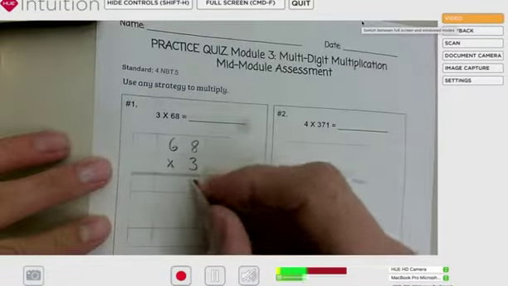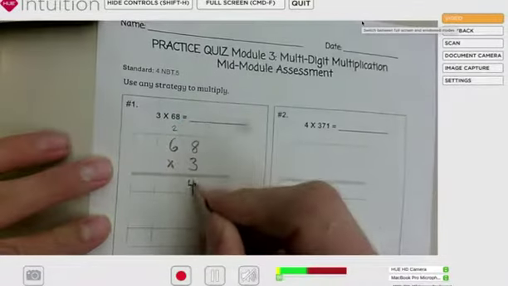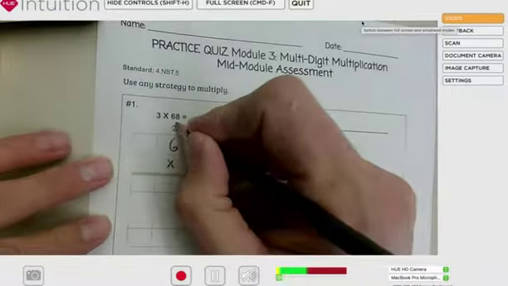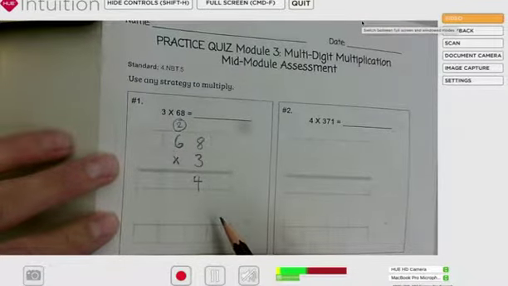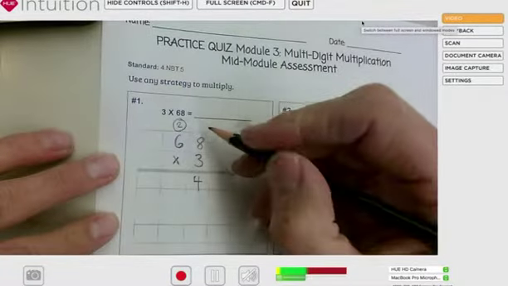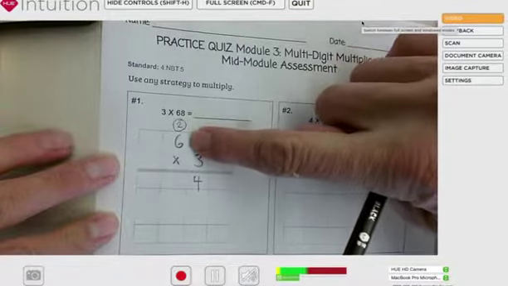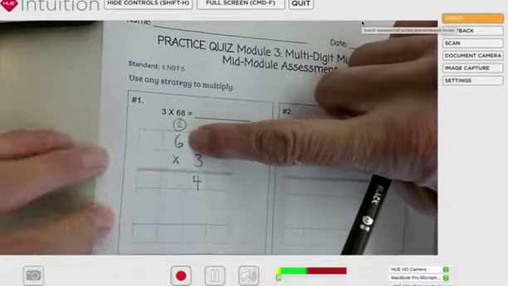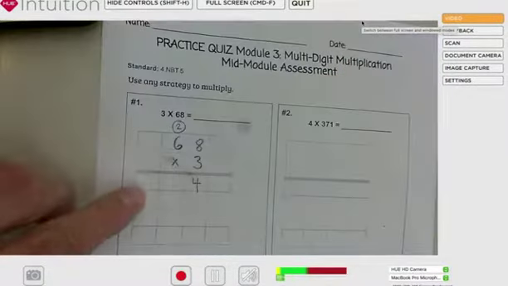So this, we regroup the same way that we regroup with addition, right? The number in the ones place goes here, the number in the tens place goes there. That's how we regroup with standard algorithm, okay? Now we are done with this one, okay? We're not doing this one anymore, okay? We're done with that. And now we're doing 3 times 6 or 6 times 3, okay?